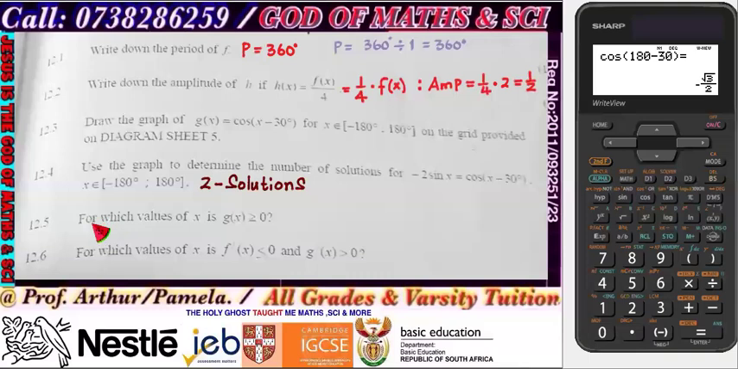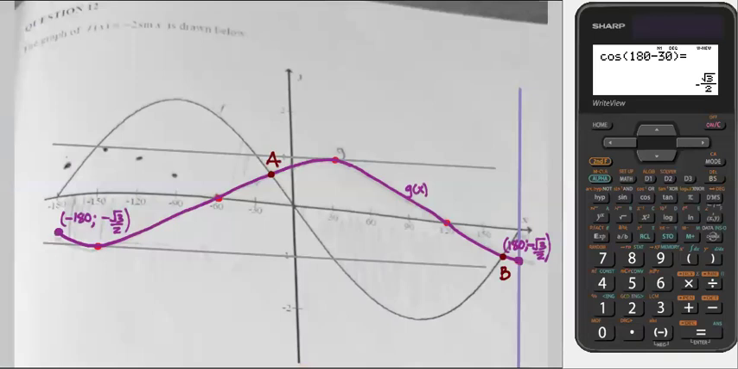All right, the next one says, for which values of x is the graph of g greater than or equal to 0? Now, I want you to understand here, that 0 simply means y equals 0. That is your x-axis. So we want where this graph of g touches the x-axis and then it must be above also. So let's go check where the graph of g touches the x-axis and goes above. It's from here, minus 60, all the way to 120.